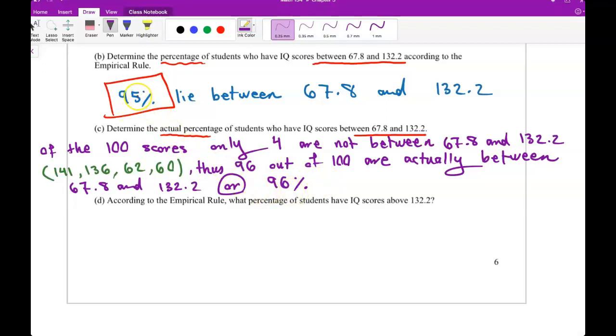You may say, okay, we have 95% here and 96%. That's fine, because this 96% is very close to 95%. And this is the actual percentage because we had our data in that table. So it's very close to 95%, and the answer is this one for part C.